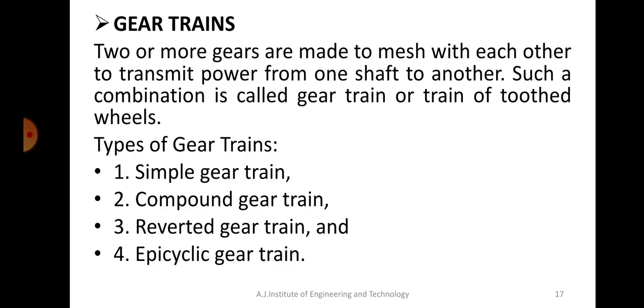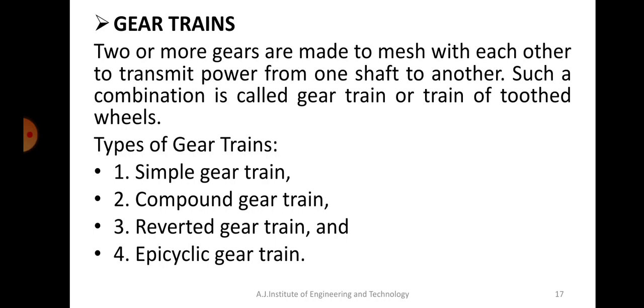When I mesh A with B, obviously if A is rotating in one direction, B will rotate in the opposite direction. Now my requirement is such that the output gear is also supposed to rotate in the same direction. What am I supposed to do? I'll insert one more gear in between. That means if I want gear A and the output gear to rotate in the same direction, what I have to do is very simple. I need to insert another gear in between.